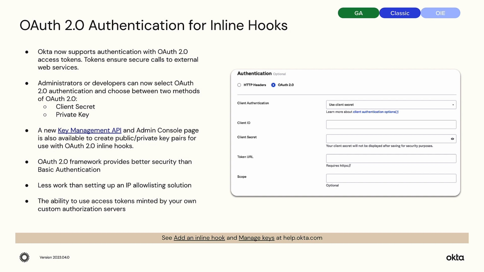When creating inline hooks in the admin console, or by API, administrators or developers can now select OAuth 2.0 authentication and choose between 2 methods of OAuth 2.0, client secret or private key. A new key management API and admin console page is also available to create public, private key pairs for use with OAuth 2.0 inline hooks. Using the OAuth 2.0 framework provides better security than basic authentication, and is less work than setting up an IP allow listing solution. Clients also have the ability to use access tokens minted by their own custom authorization servers to guarantee that Okta is calling their client web services and it isn't triggered by any external actors.